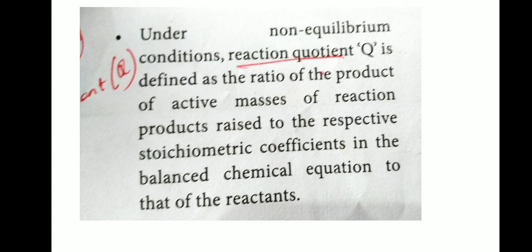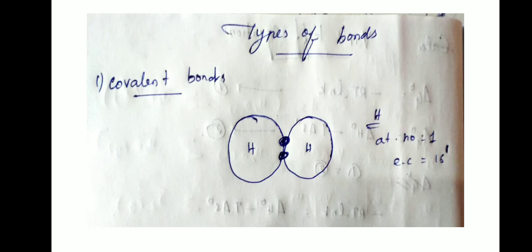Next question, reaction quotient. What is the reaction quotient? The symbol is Q. The reaction quotient is defined as the ratio of the product of active masses of the reaction products, raised to their respective stoichiometric coefficients in the balanced chemical equation, to that of the reactants.